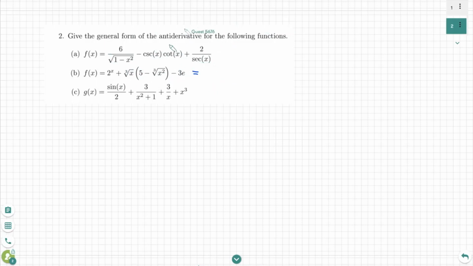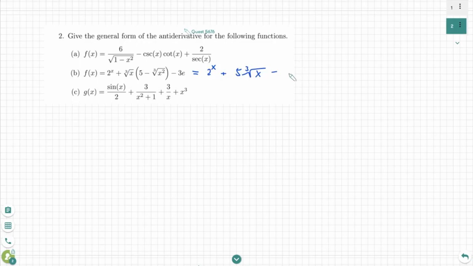So in that case, you could rewrite that as, sorry, I'm doing this on my iPad, 2 to the x plus 5 times the cube root of x minus the cube root of x times the cube root of x squared. Is that anything? Yeah, no, that's it. 5 cube root of x. What was the next term after that? The cube root of x times the cube root of x squared.